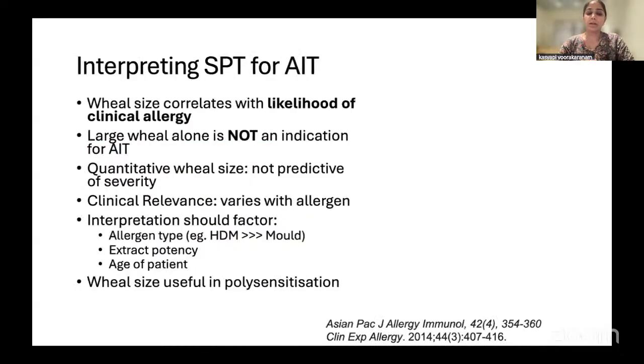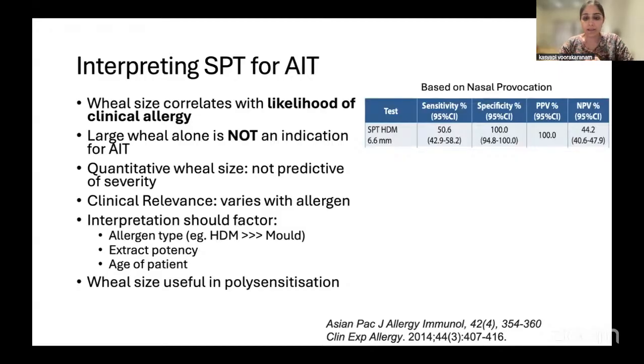So interpreting SPT is very, very important, wherein the wheel size generally correlates with the likelihood of allergy. The size of the wheel does say that the patient may be sensitive to that particular allergen, but it is not alone the indication for choosing allergen-specific immunotherapy. The quantitative wheel size is not predictive of the severity of allergy as such.